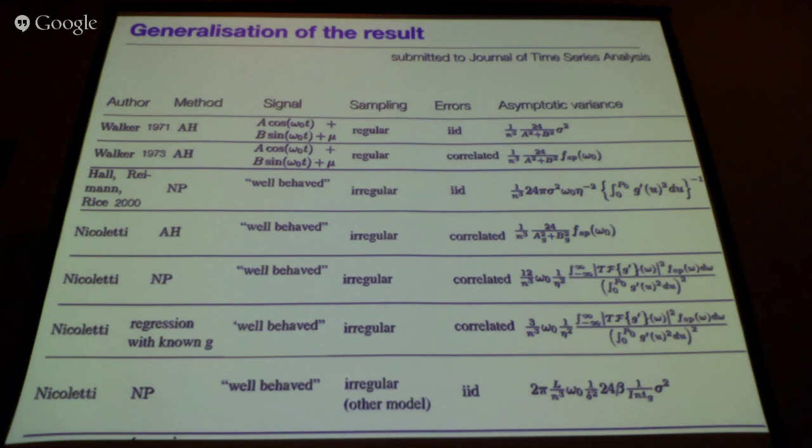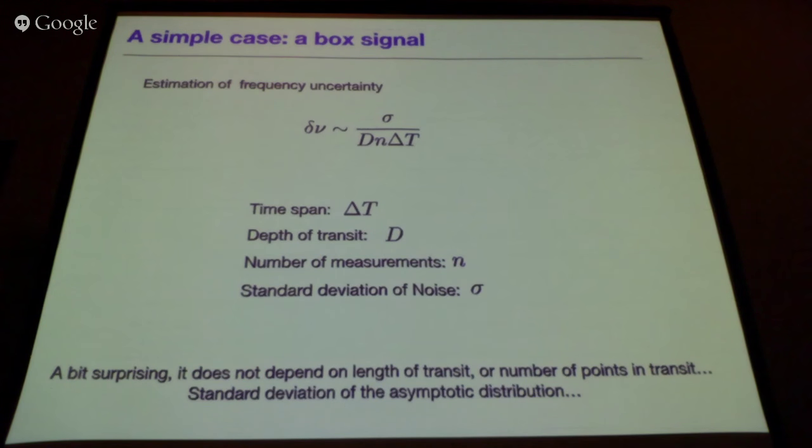Now we can apply this to what happens when you have a box-shaped curve. Obviously, you have a more complex description of an exoplanetary transit, but in fact, it's very simple. The uncertainty is a bit astonishing. You have a term which is inversely proportional to a signal-to-noise ratio, where you have D over sigma.